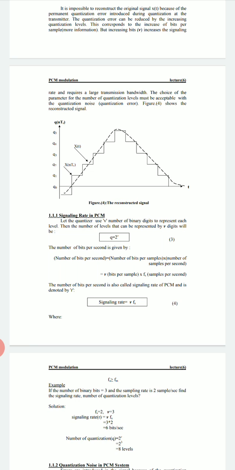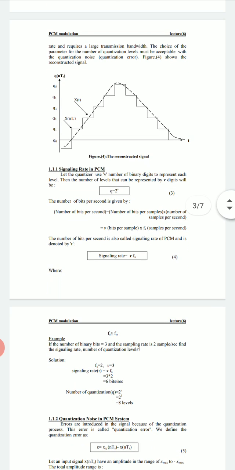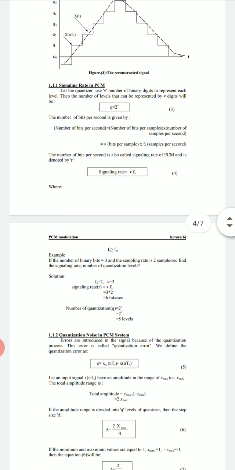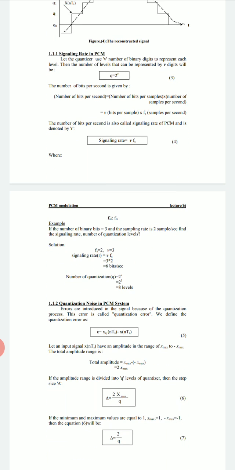You will require Q equal to 2 raised to V, where Q is the quantization level and V is the number of binary bits. You will require the equation signaling rate R equal to V into f of s, where V is the number of bits per sample and f of s is samples per second. So you will get the number of bits per second. Now you will require f of s greater than or equal to f of m.